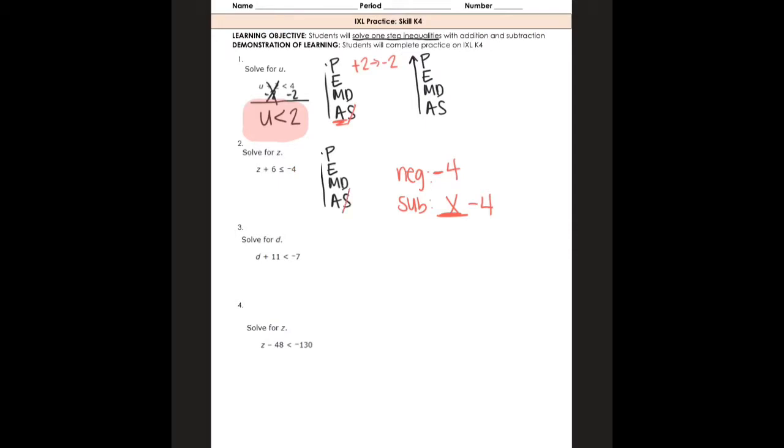So I'm going to mark out subtraction. I do have addition. I have a +6. The opposite of +6 is -6. So I'm going to subtract 6 from both sides. The 6 cancels out, and I get z is less than or equal to -4 minus 6, which is -10. And since my variable is all by itself, this is my final answer.